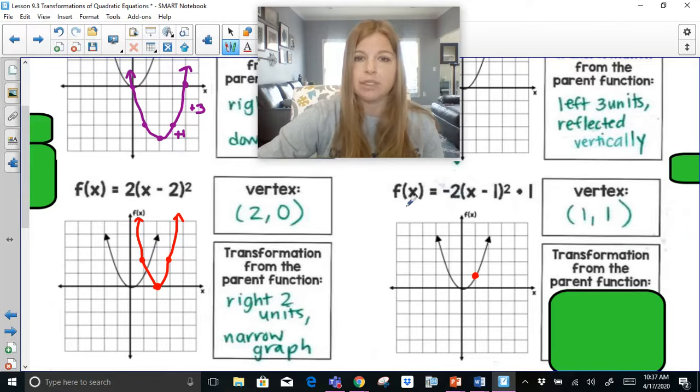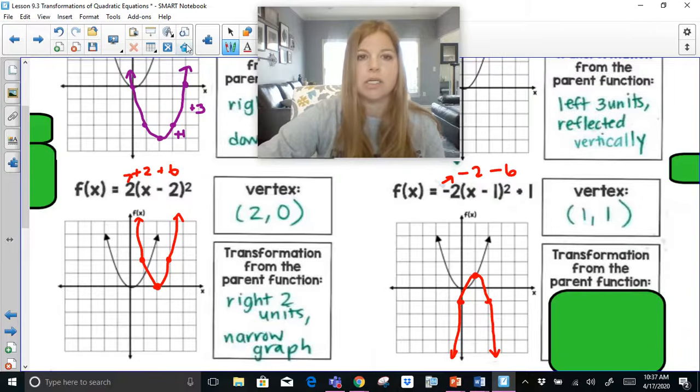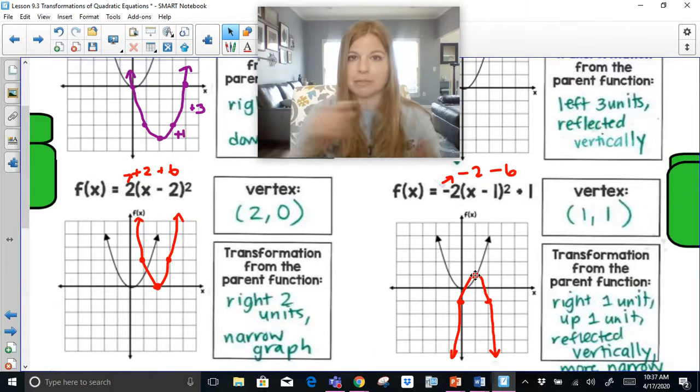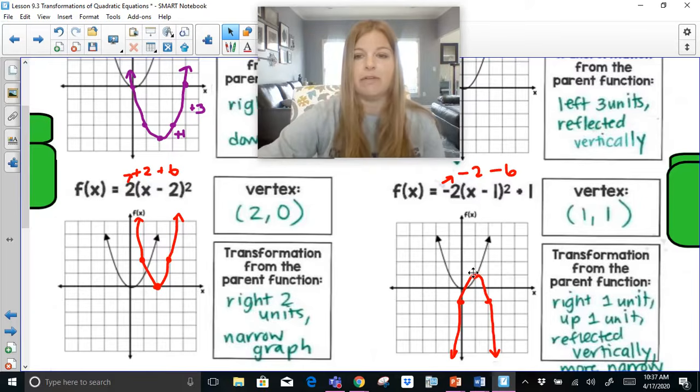And if it's a negative 2, the positive 2 here meant plus 2 plus 6. If it's a negative 2, that a value is going to tell me to do negative 2, negative 6. So I'm going to go out 1 unit, down 2 units. Out 1 unit, and I would go down 6, but I can't fit that. But I do know that it's going to be this very skinny graph. And it's reversed. So, reflected rather. So from the parent graph, it would go right 1 unit, up 1 unit. That's my vertex, 1, 1, and then reflected vertically.